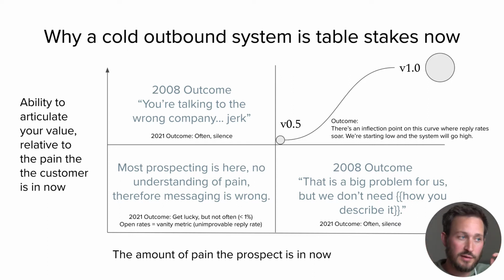In a list world, it's easy to get somewhere towards the center of this diagram where you say, okay, I can kind of understand that this person's in pain and I can kind of communicate to them. And the thing is that this sort of curved line here is reply rate. It might not be enough to do that.